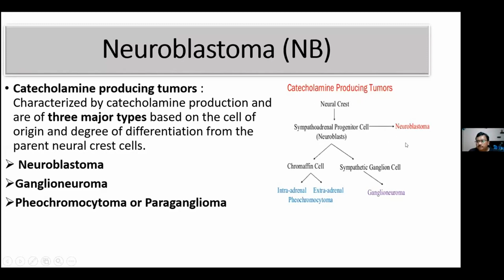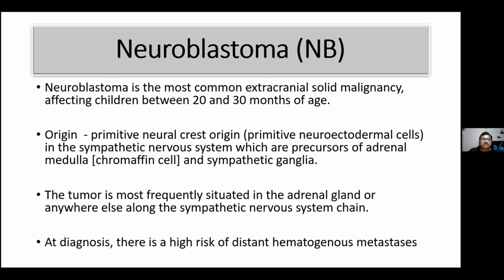Undifferentiated cells produce neuroblastoma. When they differentiate into chromaffin cells, they produce an intra-adrenal pheochromocytoma or an extra-adrenal paraganglioma. Sympathetic ganglion cells produce a ganglioneuroma. Just to give a basic idea: neuroblastoma, ganglioneuroma, pheochromocytoma, or paraganglioma. When we were residents, we had a lot of confusion in these terms. Which is what? So neuroblastoma is the most common extracranial solid malignancy affecting children between 20-30 months of age.